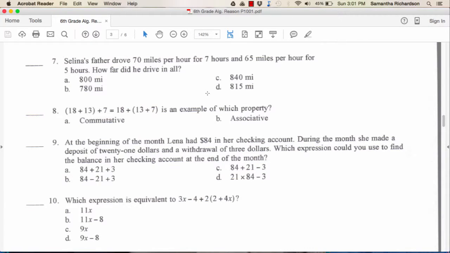Question 7. Selena's father drove 70 miles per hour for 7 hours and 65 miles per hour for 5 hours. How far did he drive in all? A. 800 miles. B. 780 miles. C. 840 miles. D. 815 miles.